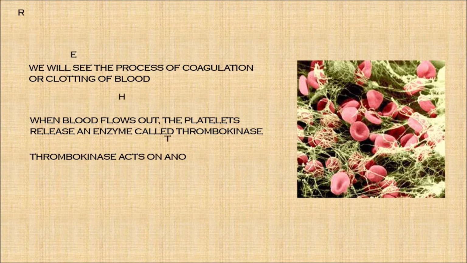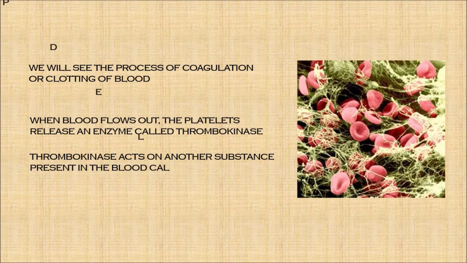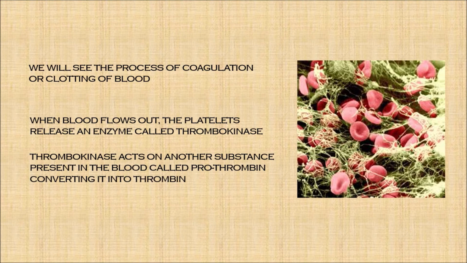Thrombokinase acts on another substance present in the blood called prothrombin, converting it into thrombin. So what is the main function of thrombokinase? It acts on prothrombin, which is present in the blood, converting prothrombin into thrombin.